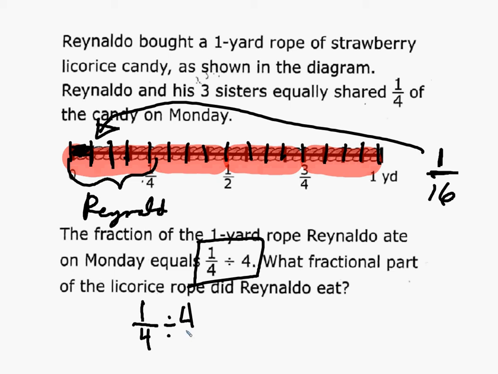So we have to flip this second number. Well, how do we flip it? Can't we only flip fractions? Well, we make it into a fraction then. So 4 is the same thing as 4/1. So when dividing fractions, don't ask why, flip the second number and multiply. And we get 1/16.